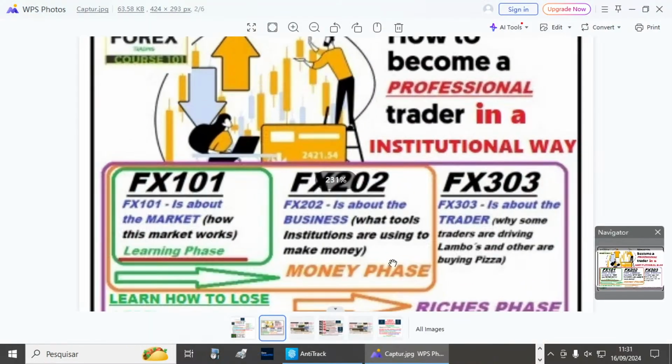Everybody, Forex course 202, the advanced institutional trader course. What do we, the institutional traders, know compared to retail traders? Backtesting the charts back in time doesn't work.